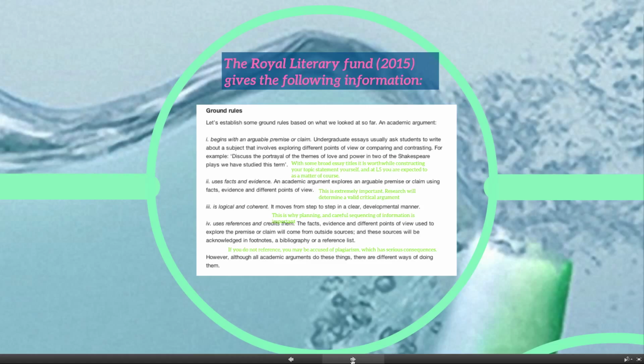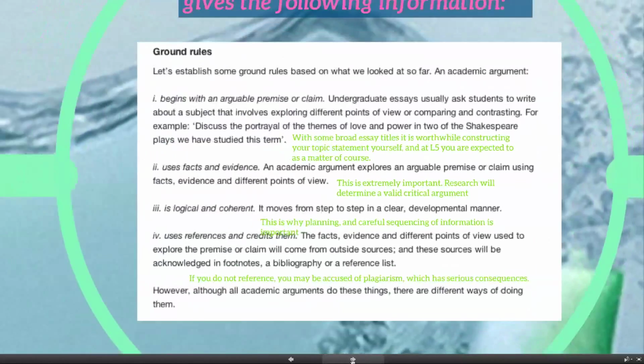And these sources, the Royal Literary Fund goes on to say, will be acknowledged in footnotes, a bibliography or a reference list. And these are different ways of referencing. But at Hereford College of Art, we ask you for a reference list. Now, if you don't reference, you may be accused of plagiarism, and that has serious consequences. This has been mentioned before, but it's important that I reiterate that, in particular when it comes to inline citation of information you might have paraphrased from external sources.